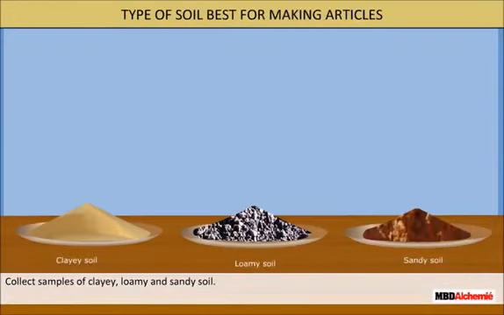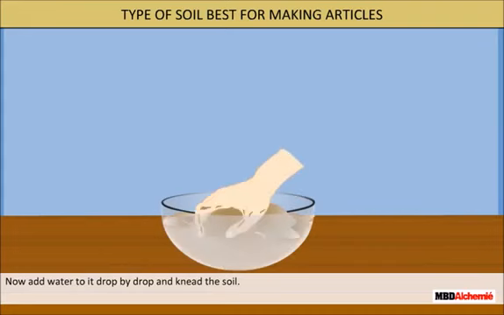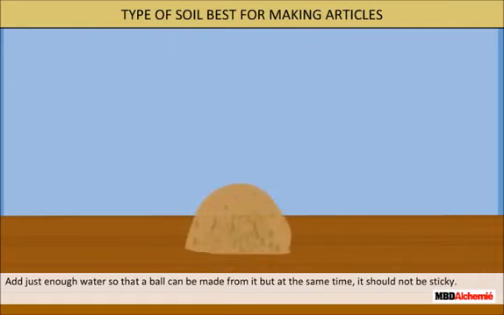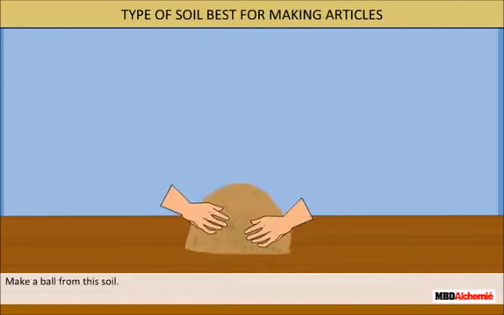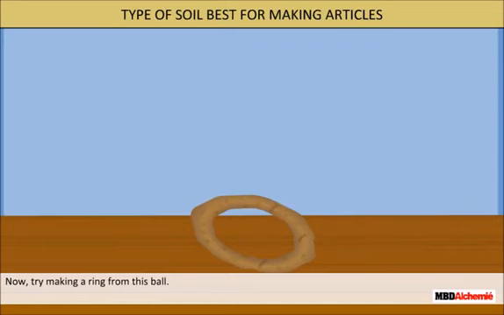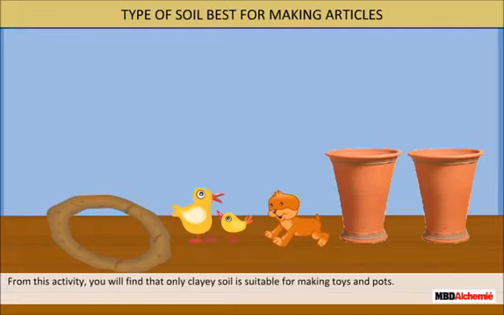Collect samples of clay, loamy and sandy soil. Take a fistful of soil from one of the samples. Remove any pebbles, rocks or grass blades from it. Now add water to it drop by drop and knead the soil. Add just enough water so that a ball can be made from it, but at the same time it should not be sticky. Make a ball from this soil. Now try making a ring from this ball. Repeat this activity with other samples also. From this activity you will find that only clay soil is suitable for making toys and pots.